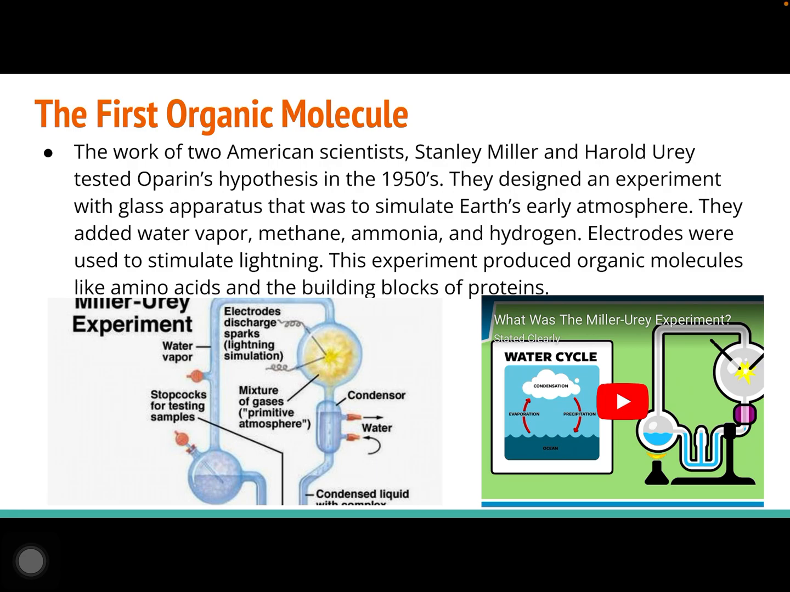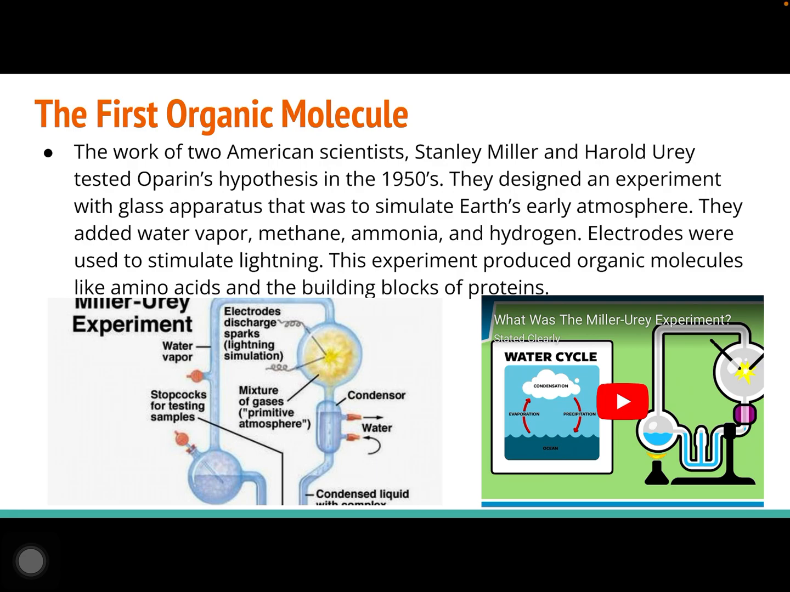So you can see down here, this is the apparatus that they had in the left-hand corner. They had an electrode going in to produce lightning, because they believed at the time there were a lot of storms and lightning going around because there's so much energy. We had water condensing as water vapor, and then they had that ammonia and methane and hydrogen, and they believed those were the vapors making up the early atmosphere.